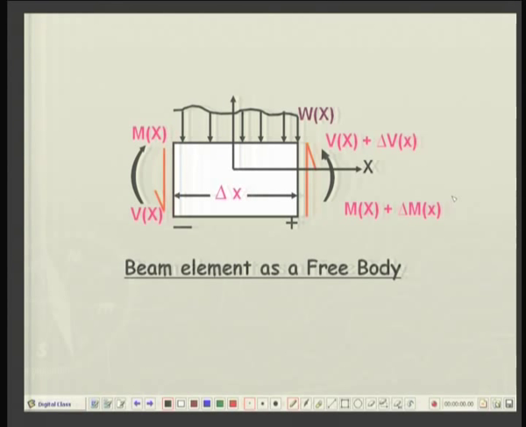So, now this segment of the beam of width delta x is in equilibrium, because the entire beam is in equilibrium. Hence, any internal free body, whether it is a small segment or a large segment, should also be in equilibrium. So, we focus our attention on this segment loaded with a direct load, and on the faces you have bending moment and shear force.